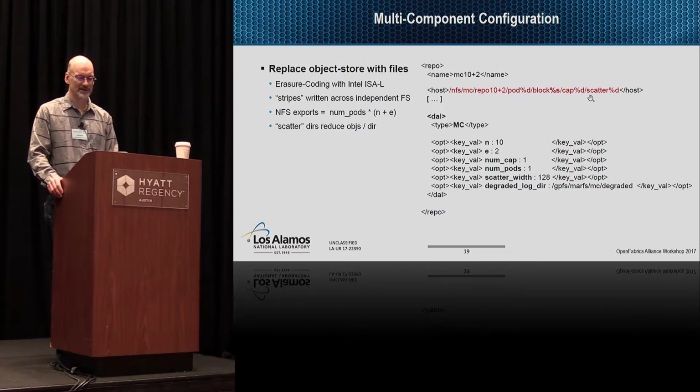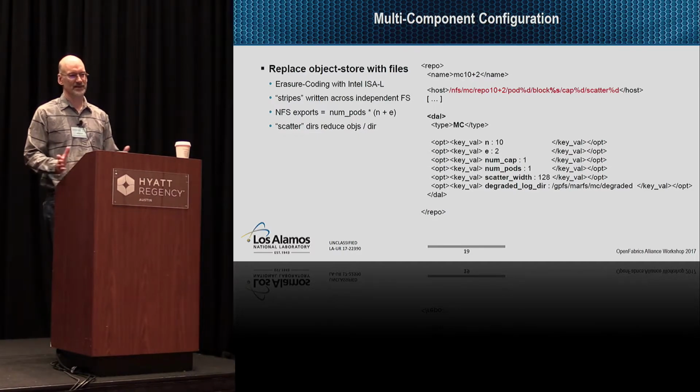The capacity then gets filled in with which zpool we've picked, and then underneath that is also a scatter directory internal to the zpool that lets us reduce the number of internal object files that might be found in any directory. Here's the 10+2 in the spec, and this actually must be from the test bed since there's only 1 capacity and 1 pod. Okay.